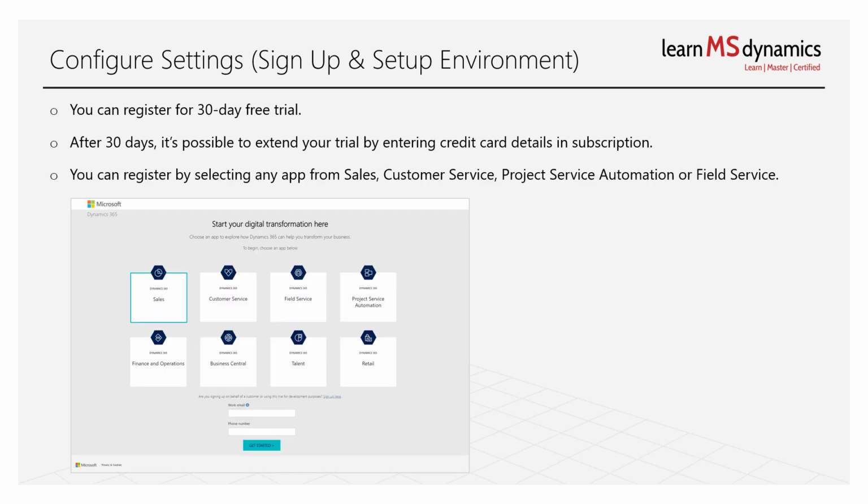And you can register for Dynamics 365 customer engagement by selecting any of the apps, maybe from sales, customer service, field service, and project service automation. So these are the 4 apps available in customer engagement. So let's see how we can sign up and set up the environment in Dynamics 365.